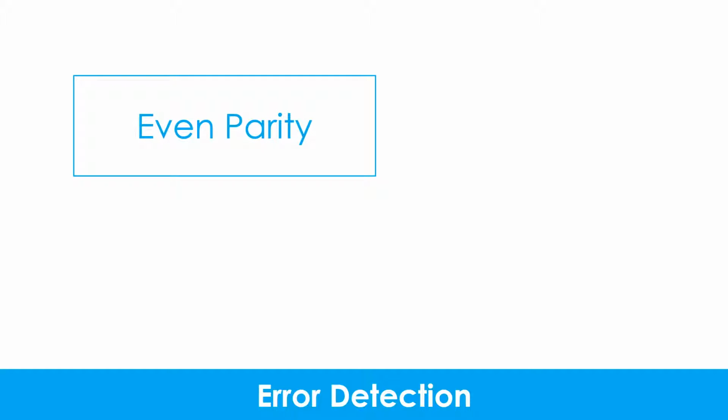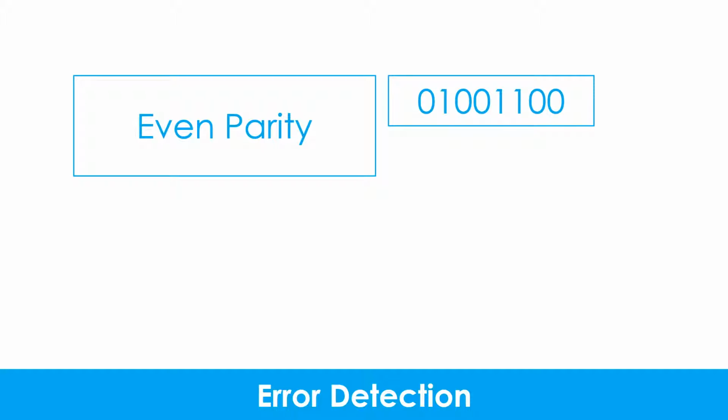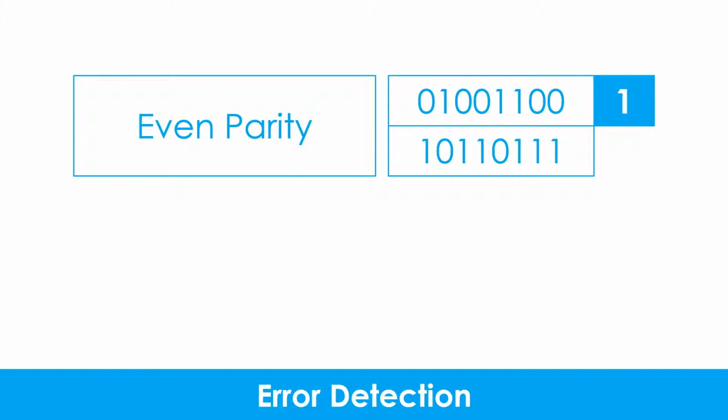When even parity is used, the parity bit is set to 1 if the number of ones is odd. The parity bit will make the number of ones even. There are 3 ones in this message, which is an odd number, so the parity bit needs to be 1 in order to make it even. In this message there are 6 ones, which is an even number, so the parity bit will be 0.